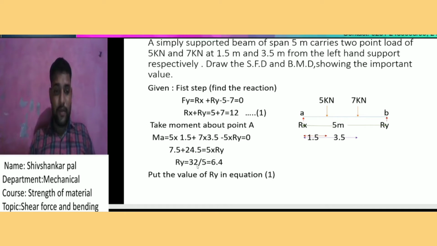Now put the value of Ry in equation 1, and in this equation put the value of Ry. When I put Ry equal to 6.4, that means Rx is equal to 12 minus 6.4, which is equal to 5.6.